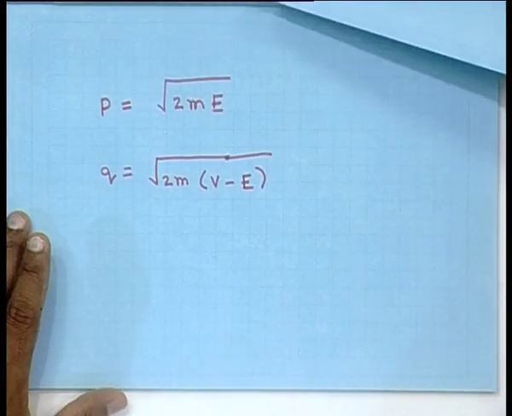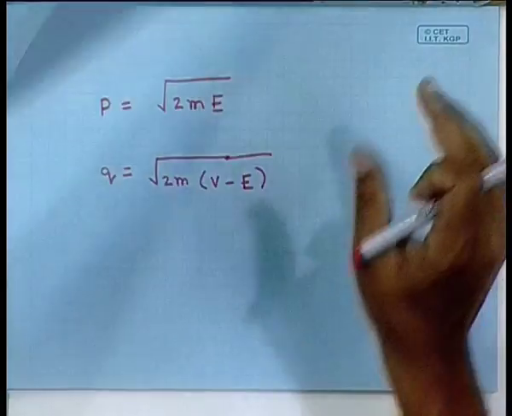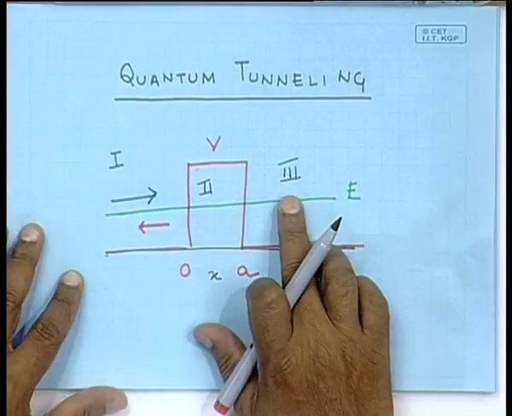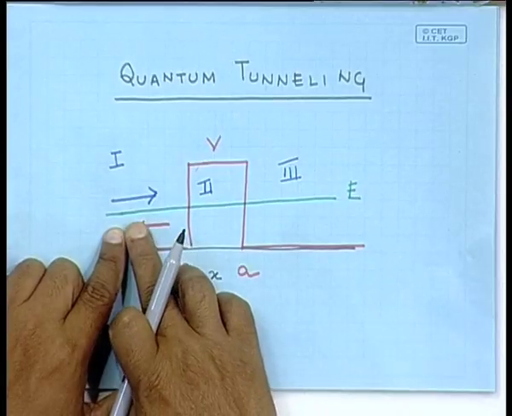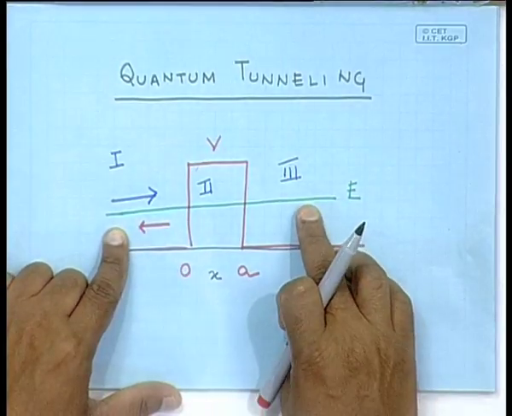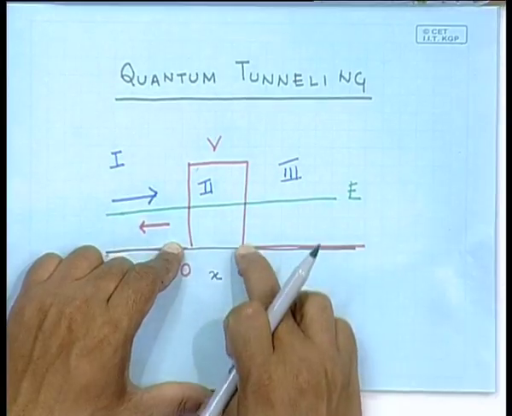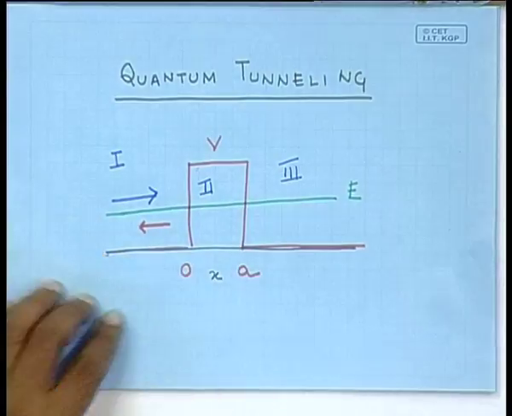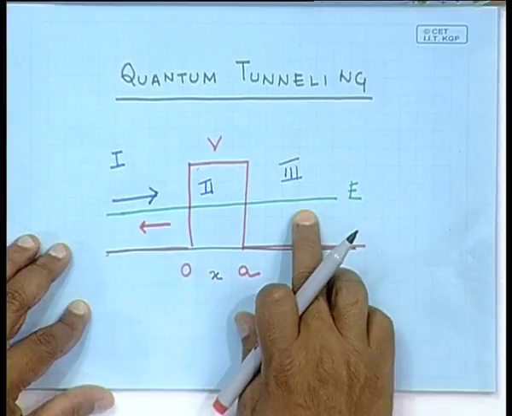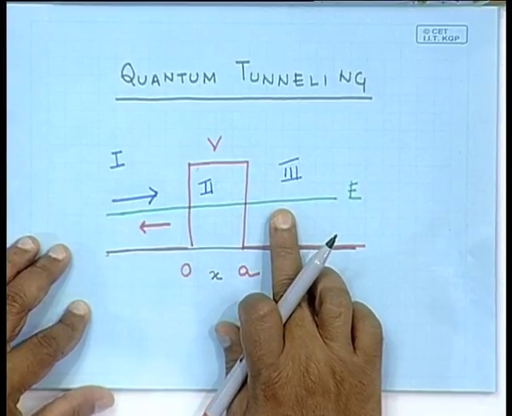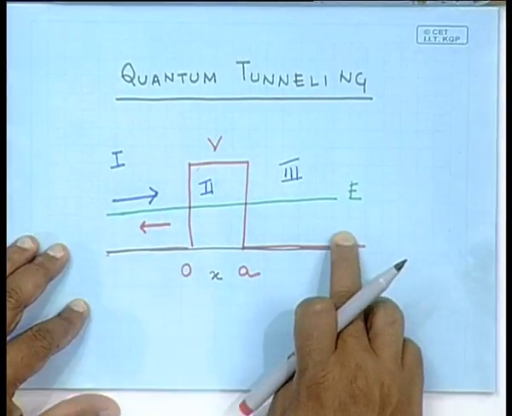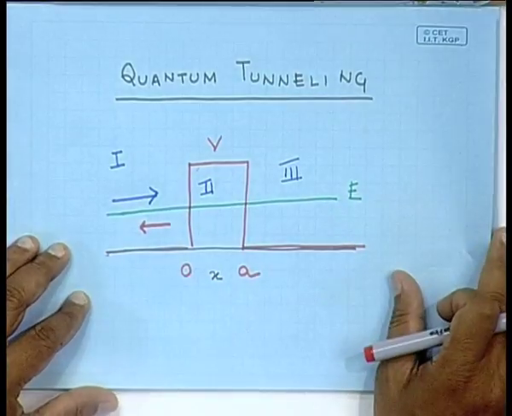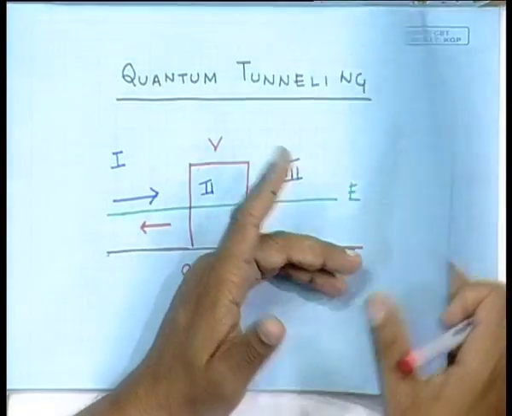Now, let us ask the question, what is the wave function of the particle in region 3? There are three regions. The particle is free here, it is also free here, and it is under the influence of this high potential barrier in region 2. So in region 3 also the particle is free, and we have already seen the free particle wave function. So it is going to be the free particle wave function in region 3 also. So I can write down what the wave function is going to be in region 3.